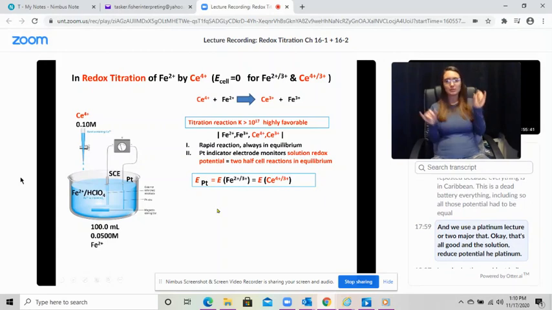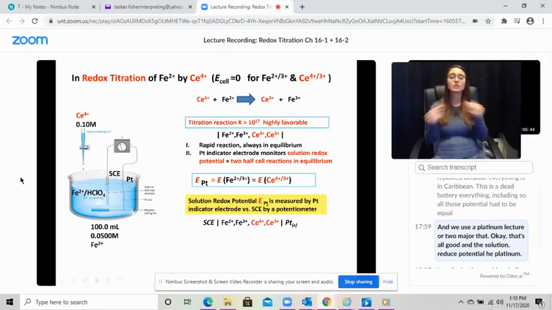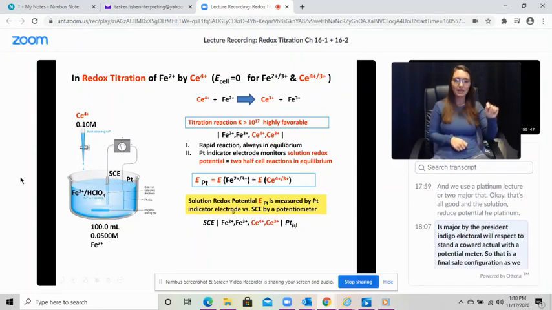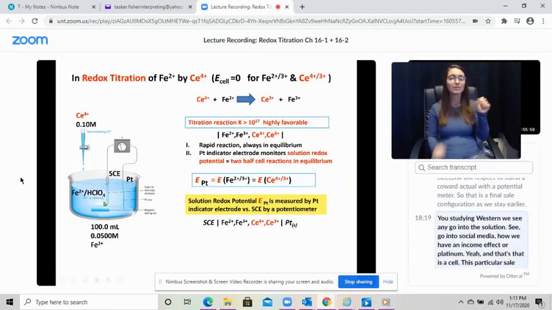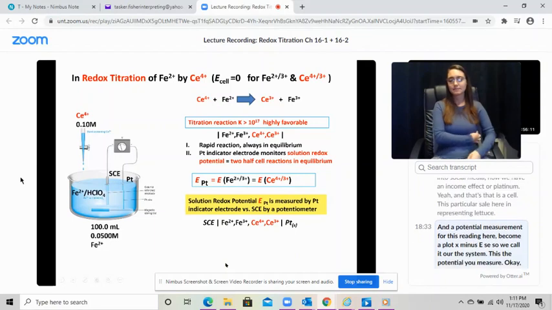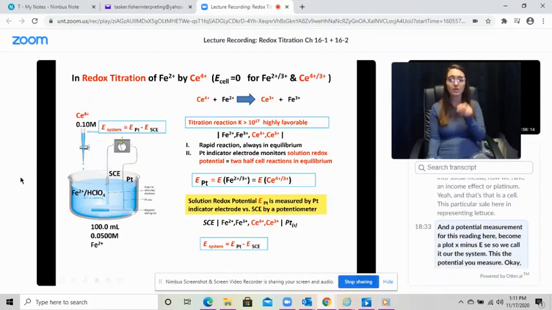Okay, that's all good. The solution redox potential, E platinum, is measured by the platinum indicator electrode with respect to the standard calomel electrode with a potentiometer. So that is the final cell configuration as we stated earlier. You start with the SCE, go into the solution, measure what we have, and then come back to the platinum here. That is a cell. This particular cell is represented like this. The potential measured from this reading becomes E platinum minus E SCE. So we call it E system. This is the potential you measure, okay?